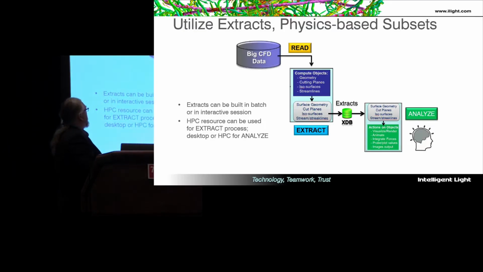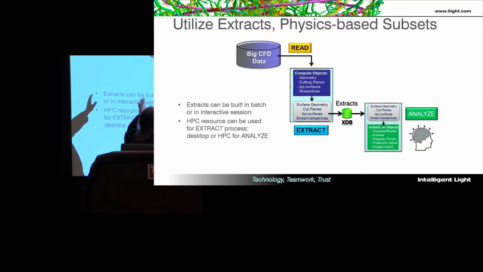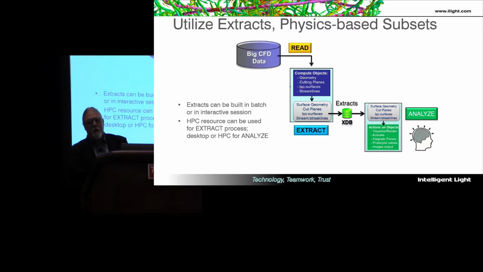What we do about this is utilize extracts, which are physics-based subsets of the whole calculation. On the HPC side, you run a batch job that, as the solver finishes, extracts the parts of the problem that are meaningful to you. If it's a gas turbine, maybe you have mixing planes and the blade surfaces, the hub and the shroud. Maybe there are some meridional cuts or something like that. But that represents a very small amount of the data.